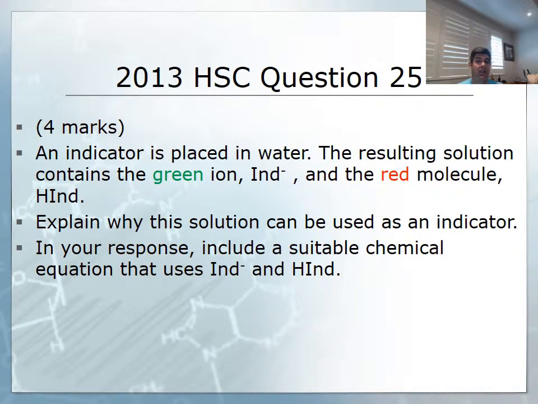So here's a practical question then for you. It came out of the HSC in 2013. If an indicator is placed in water and the resulting solution contains a green anion, IND minus, so effectively an A minus, and a red molecule, HIND. So IND is just being used to represent the indicator. Explain why this solution can be used as an indicator. So use of an indicator is related to color change.